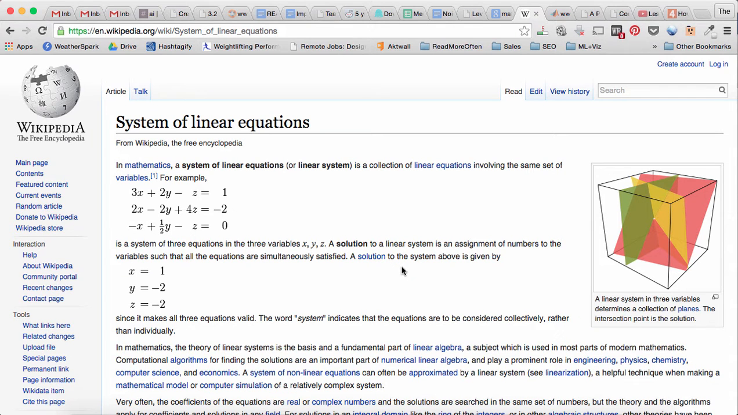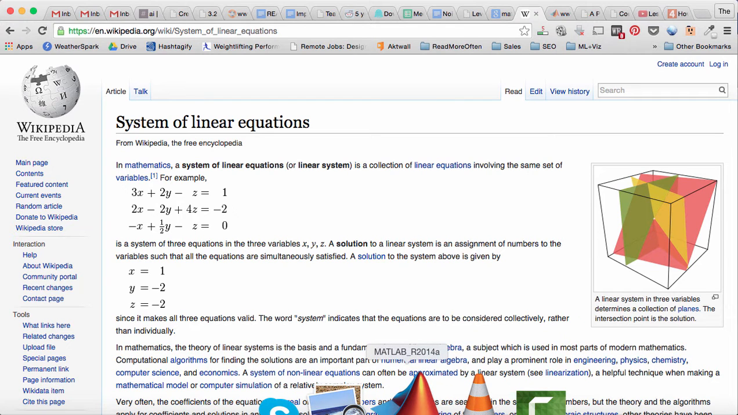If you remember from linear algebra, a system of linear equations is when you have more than one variable and the same number of linear equations. In this example I'm looking at right here, the variables are x, y, and z, and because there are three of them, I have three different equations. One way of writing the problem is writing the equations out explicitly like this, or you can write it out in matrix form.